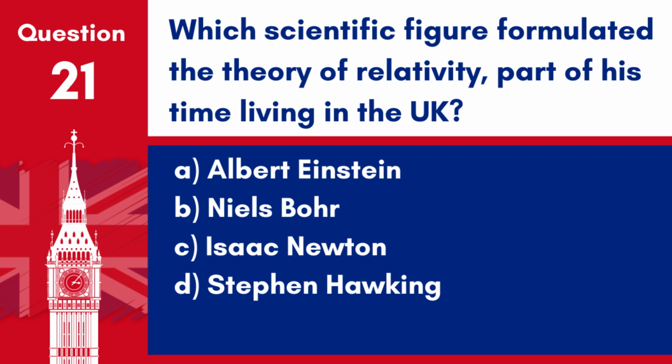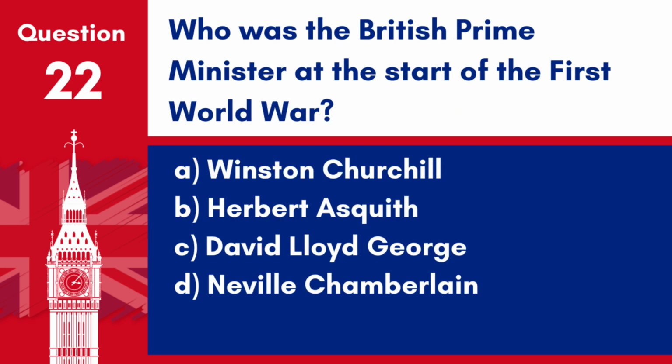Question 21. Which scientific figure formulated the theory of relativity, part of his time living in the UK? A. Albert Einstein. B. Niels Bohr. C. Isaac Newton. D. Stephen Hawking. Answer: A. Albert Einstein. Albert Einstein, known for formulating the theory of relativity, spent part of his time living in the UK.